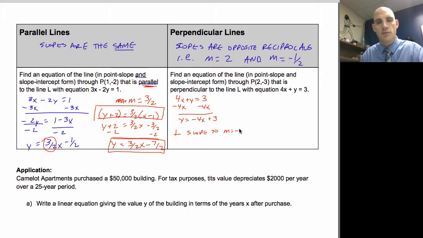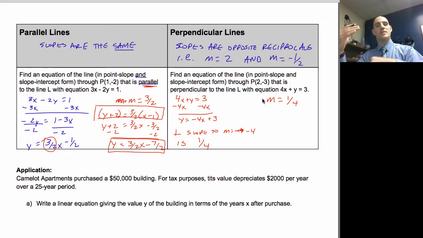to m = -4, the reciprocal of -4 is -1/4, and the opposite of that is 1/4. So my slope is 1/4 that I'm working with. Opposite reciprocal. I'll start with point slope form.